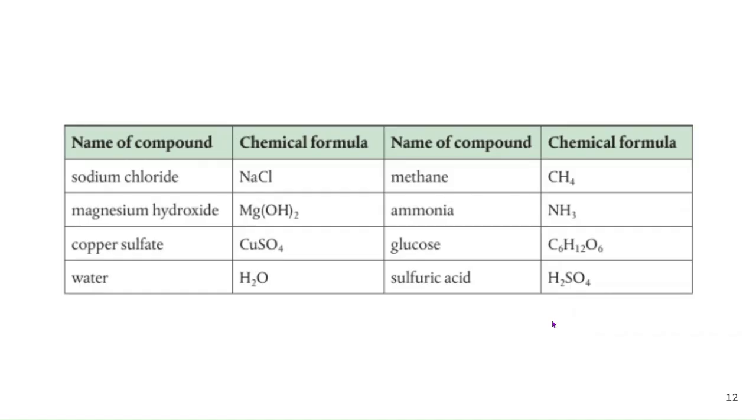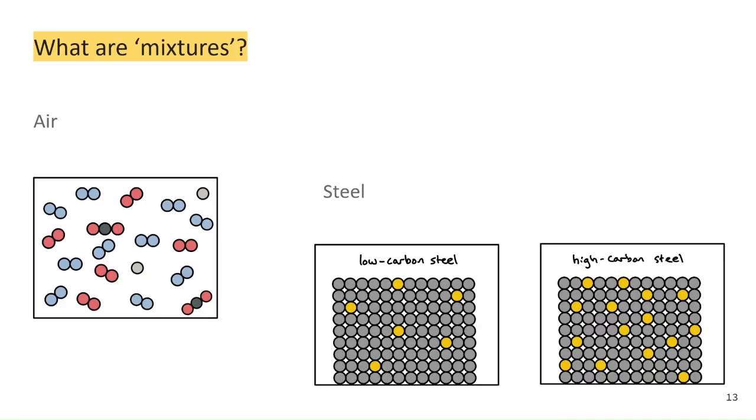So we know what elements are. We know what compounds are. What about mixtures? What are mixtures? So we have 2 different mixtures here. On the left, we have air. Yes, like the air you breathe. And on the right, we have 2 different types of steel. And I want you to think about the similarities, right, between these 2 things. What similarities do you see between these 2 mixtures?